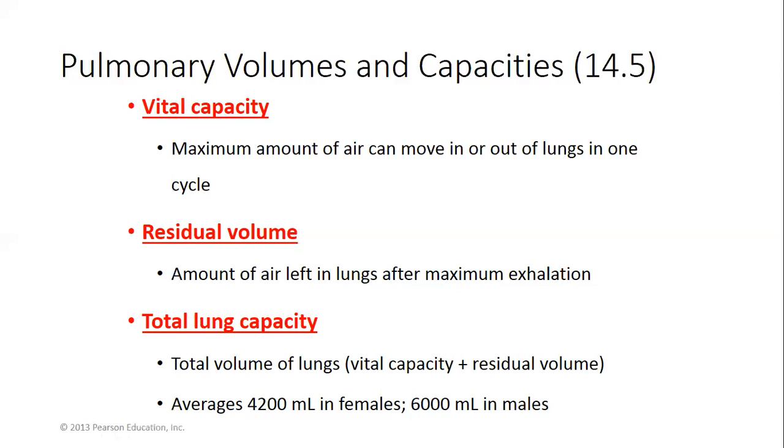If you add that to a vital capacity, you get what's called total lung capacity, the total amount of air that the lungs can actually hold, including the air that's left even after you breathe out completely. And that average is about 5 liters, and it can range from about 4.2 liters, or 4,200 milliliters, to 6,000, or 6 liters, in males.